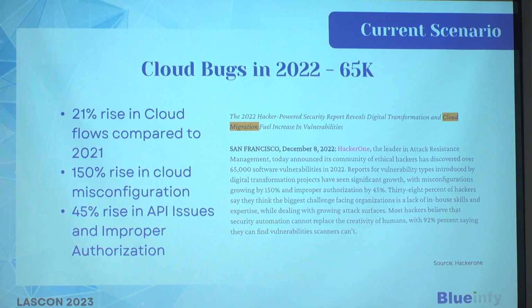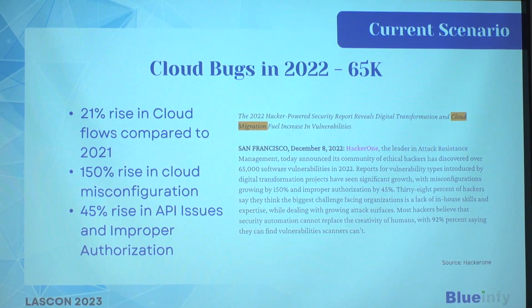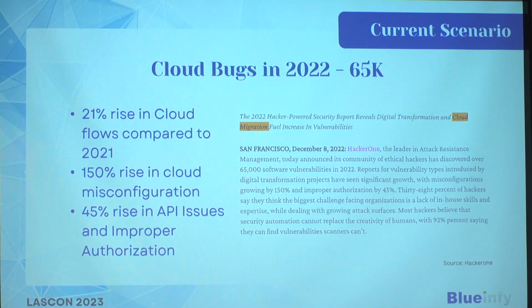Now if you look at the bugs, in 2022, there were 65,000 bugs reported related to cloud. There was a 21% rise in cloud flaws compared to 2021, and a 150% rise mainly due to cloud misconfiguration. So when you use cloud components, the cloud is a real advantage in terms of go to market, and everything is good because your cost is low, but at the same time the security of your cloud components is also very important. And there was a 45% rise in API related issues. So out of the 65,000 bugs, cloud misconfiguration and API related issues were the most.